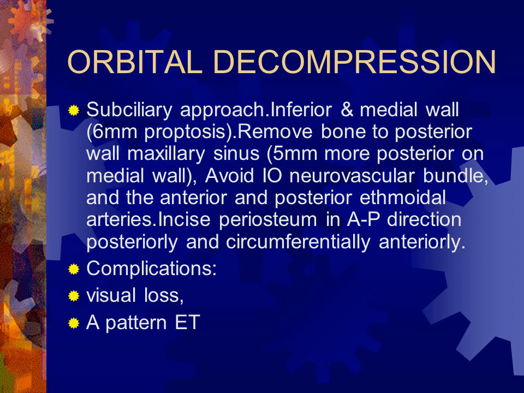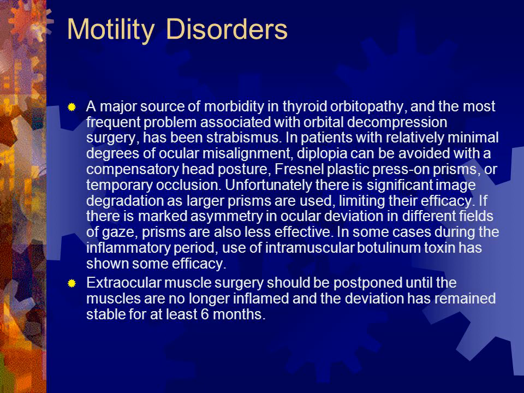Orbital decompression. Subciliary approach. Inferior and medial wall, 6 mm proptosis. Remove bone to posterior wall maxillary sinus, 5 mm more posterior on medial wall, avoid the infraorbital neurovascular bundle, and the anterior and posterior ethmoidal arteries. Incise periosteum in AP direction posteriorly and circumferentially anteriorly. Complications: visual loss, A-pattern ET, motility disorders.